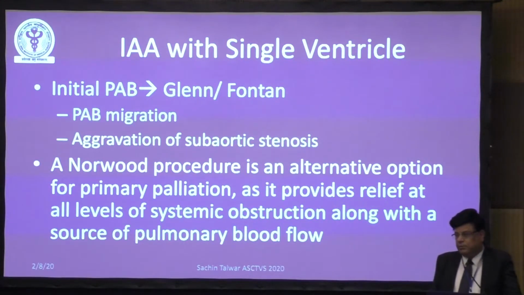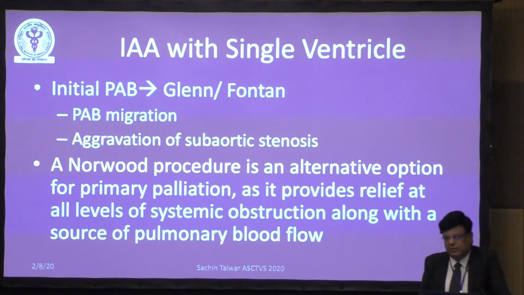Now, initially, you do a PA band to reduce the Qp, and then progress to Glenn and Fontan as for the Norwood strategies. You go at 6 to 8 months for a Glenn, and then after 2 years, you go for a Fontan. The problems are that the band can migrate, and sometimes the band can aggravate the subaortic stenosis. So then you have to tackle that.